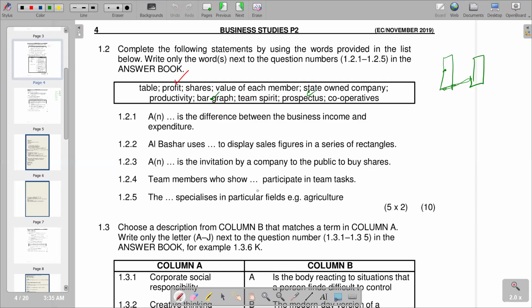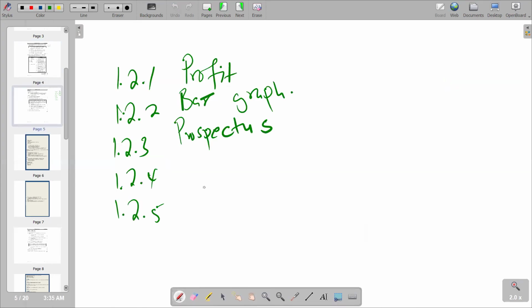1.2.4 says: the team members who show dash participate in team tasks. Looking at the responses given, the best fit is team spirit. Team members who show team spirit participate in team tasks. That's the most appropriate response, so we have team spirit.